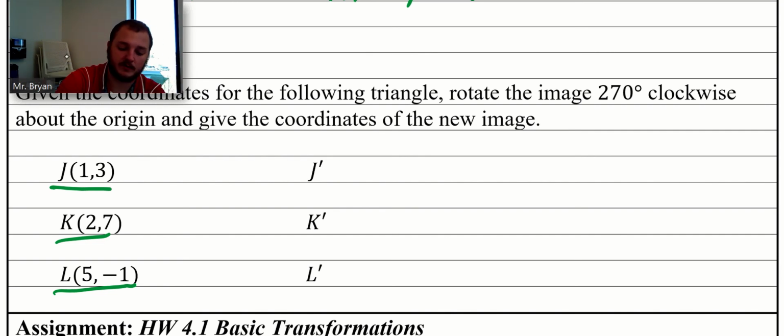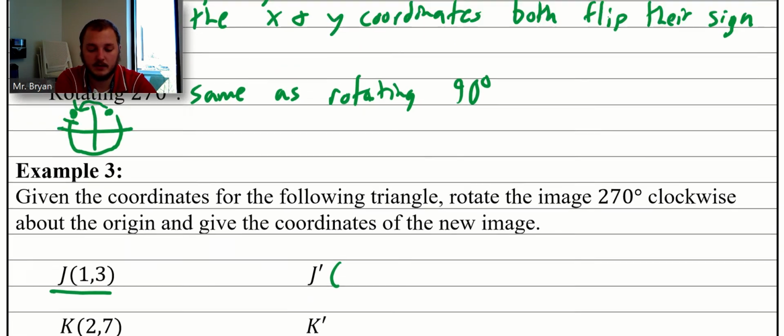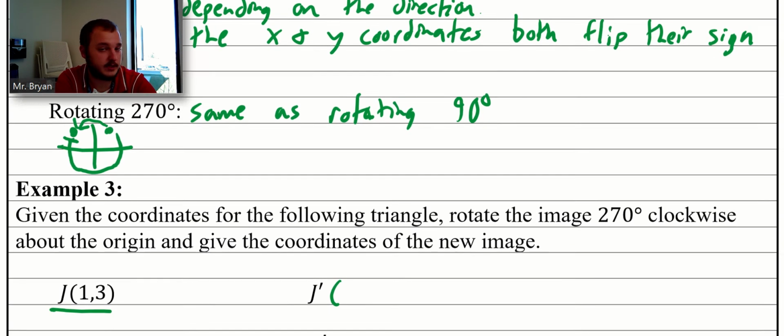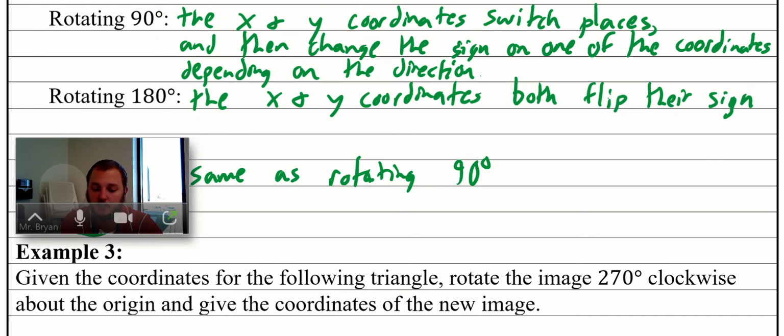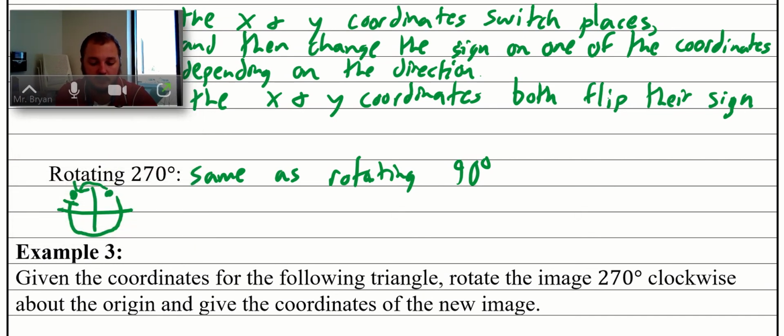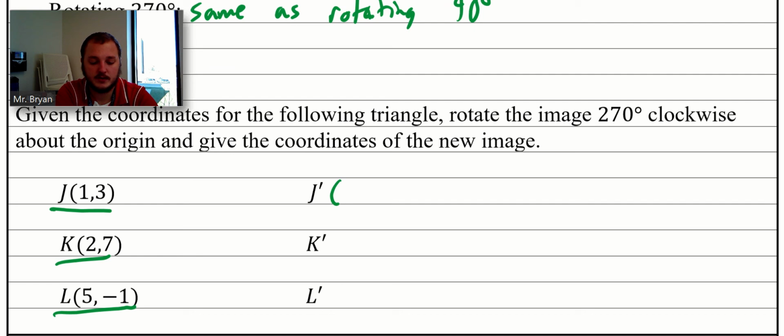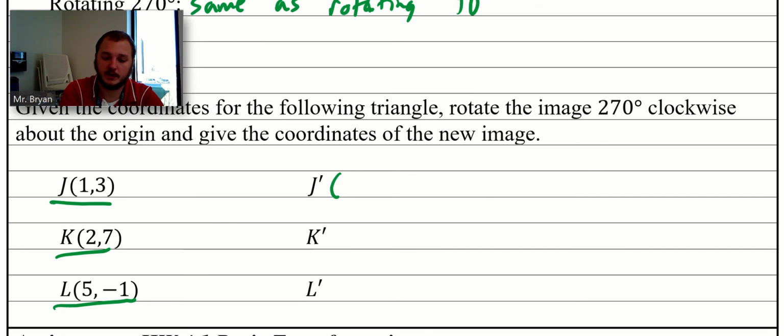So J prime here, if I want to find that, I can go back to my rule that we just wrote down. Rotating 270, which is the same as rotating 90, tells us the X and Y coordinates switch places and then change the sign on one of the coordinates, depending on where it ends up. So first, I'm going to switch the X and Y coordinates. J is (1, 3). Now I switch them and it becomes (3, 1). So that's the first piece here.